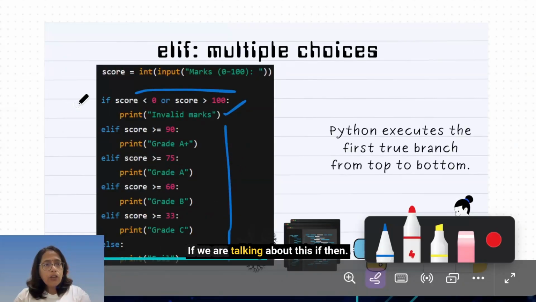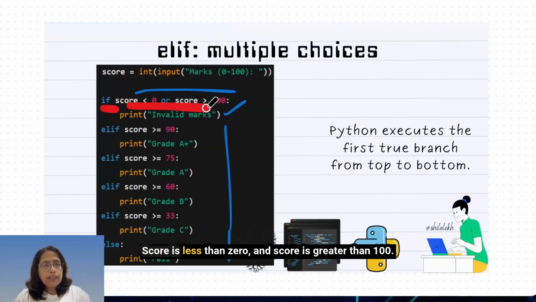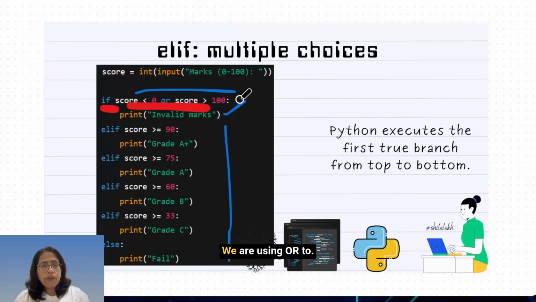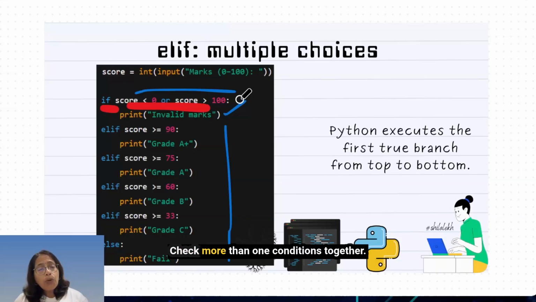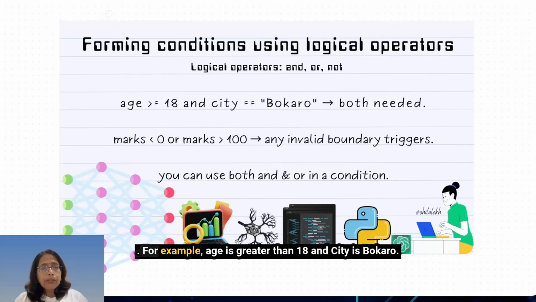If we are talking about this if, then the condition is a combination of two things. Score is less than 0 or score is greater than 100. We are using OR to check more than one condition together. You can do this using logical operators AND, OR and NOT. For example, age is greater than 18 and city is Bokaro.